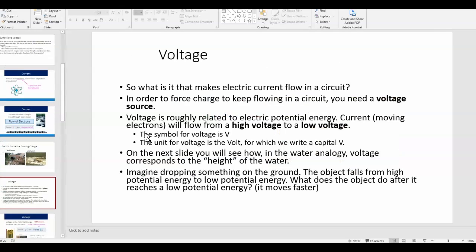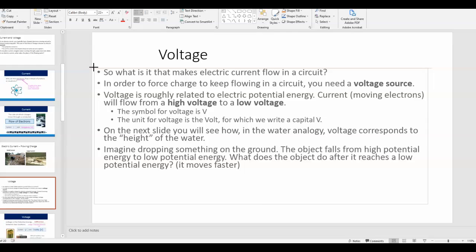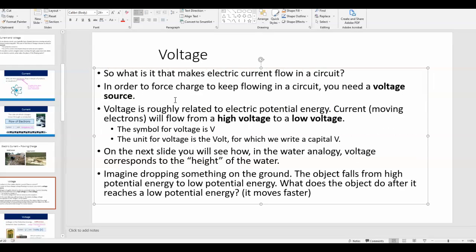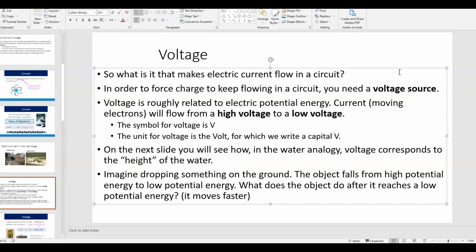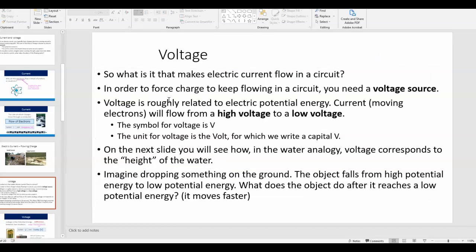Now, what is it that makes the water flow? What is it that forces the electrons to flow in a circuit? This has to do with what's called voltage. In order to force the electrons to keep moving in a circuit, you have to have what's called a voltage source. Voltage is actually really complicated to explain, so I will just give you the gist. Voltage is roughly related to electric potential energy. Current, that is moving electrons, goes from high voltage to low voltage.